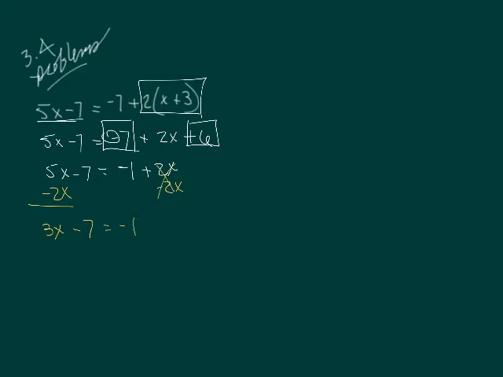Now again, I'm still working at getting my x by itself. I have a -7, so I'm going to add a 7 here, add a 7 here. Those go away then. So I have 3x equals -1 plus 7. Signs are different. Take the difference between the two, put the sign of the largest on the answer, and it's a +6. And now I'm going to divide both sides by 3 to get rid of that 3 in front of the x. So that goes away. 6 divided by 3 is 2.